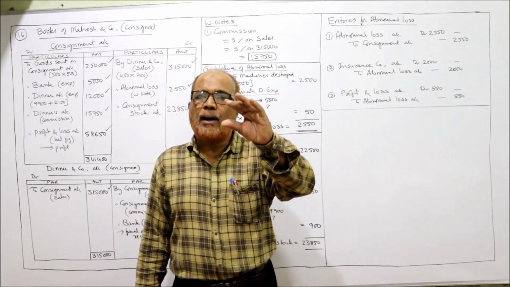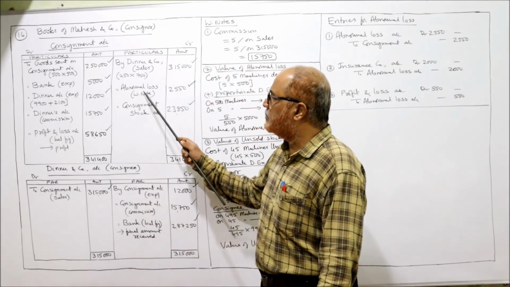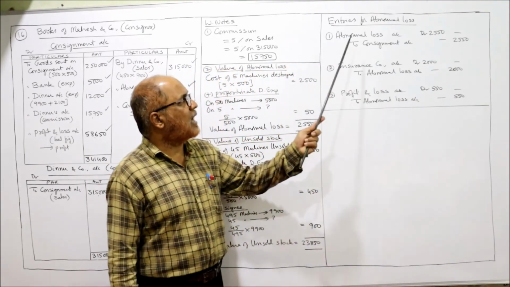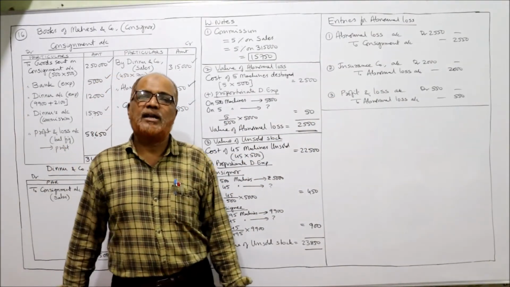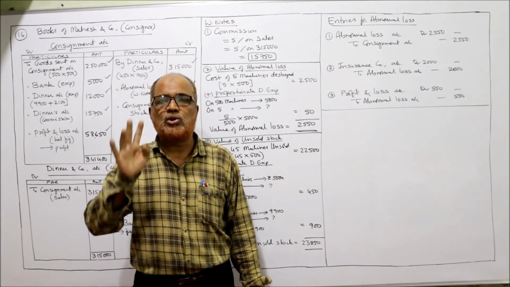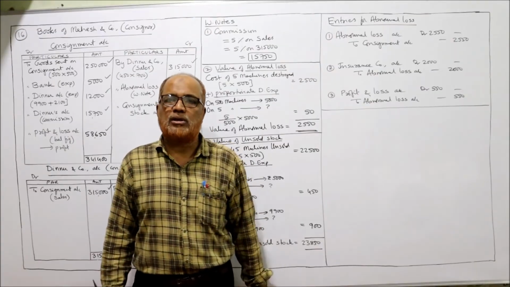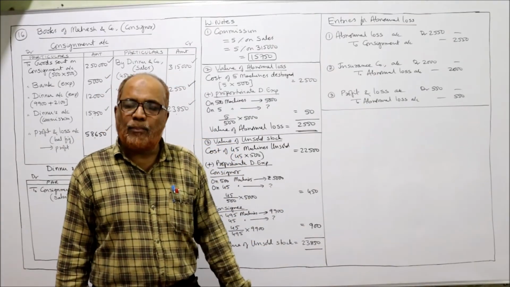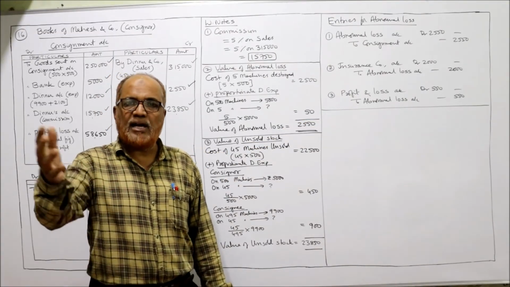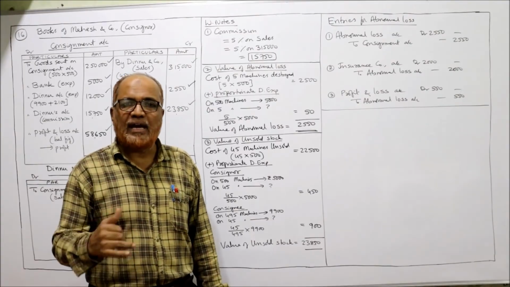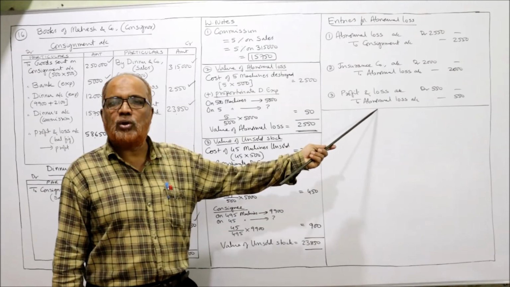So the entry will be abnormal loss account debit to consignment. So consignment is credited by abnormal loss. Abnormal loss account debit to consignment 2,550. Now the insurance company has agreed to pay 2,000 rupees. The insurance company admitted the claim for 2,000. So the entry will be insurance company account debit to abnormal loss. That means Mahesh and Company has to get the money from the insurance company. That's why insurance company is debited to abnormal loss.